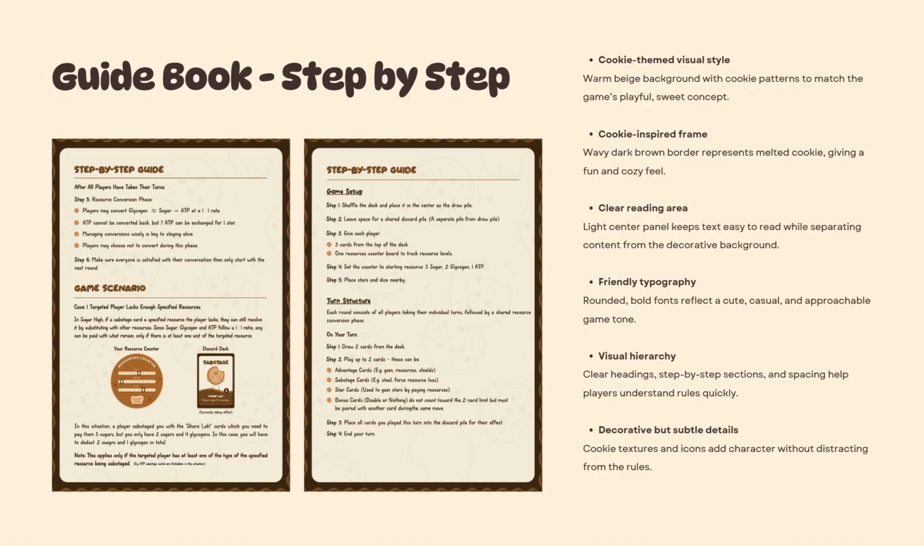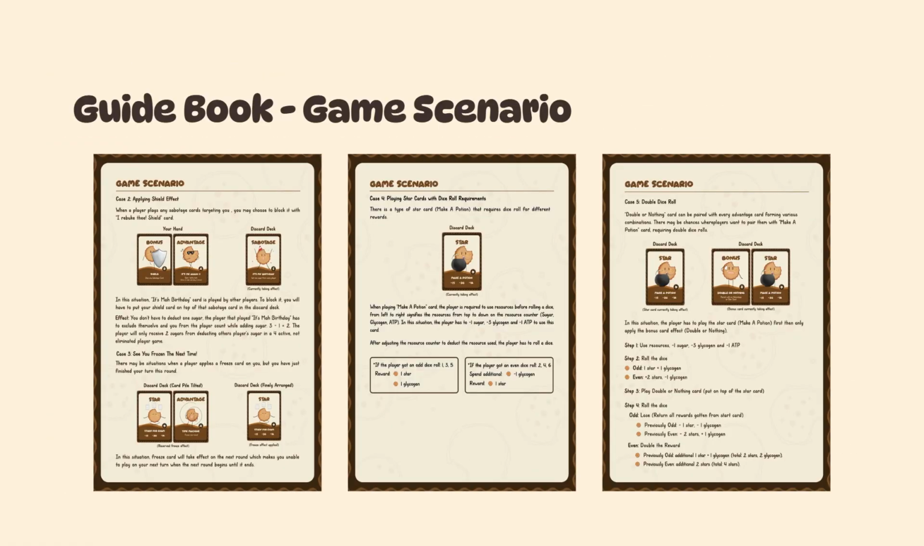For friendly, we also use friendly typography. Just now I mentioned using a cookie font with rounded bold font to reflect a cute, casual, and approachable game tone. For visual hierarchy, we use clear headings, step-by-step sections, and spacing to help players understand the rules more quickly. And last is decorative but subtle details with cookie texture and icons to add character without distracting from the rules. Okay, so here is the guidebook with some other example designs for the guidebook I created.